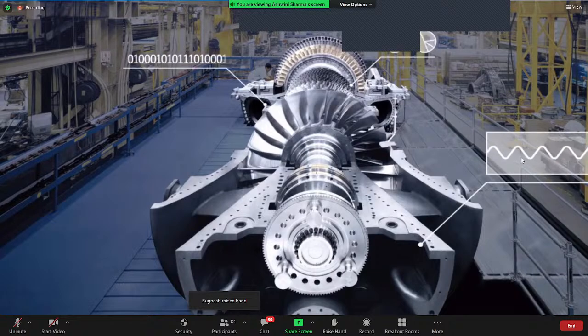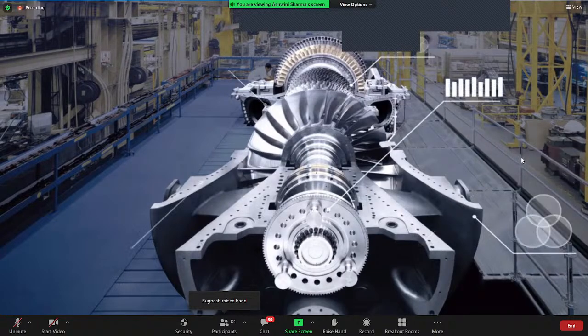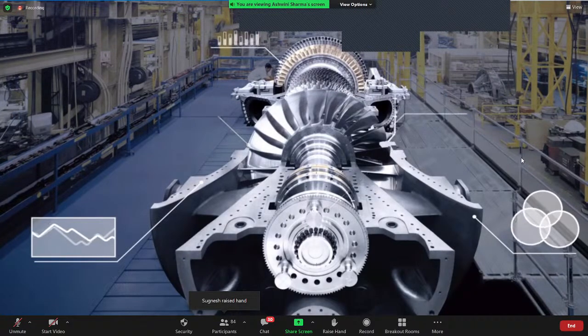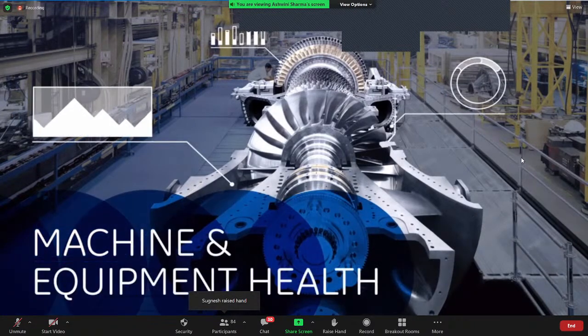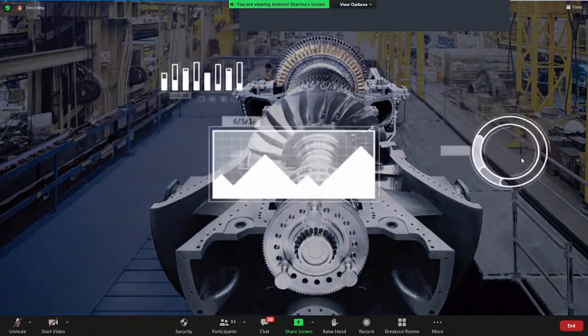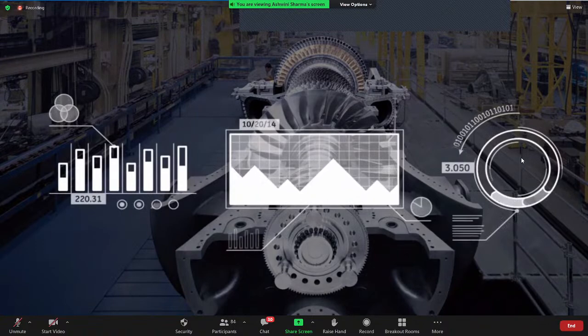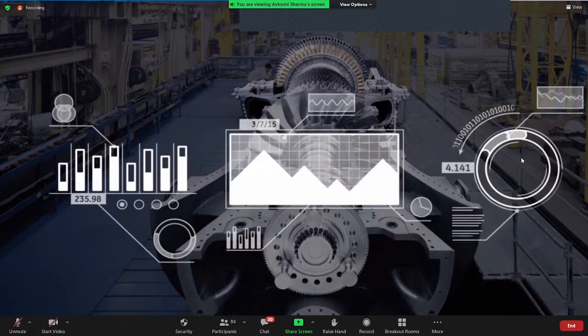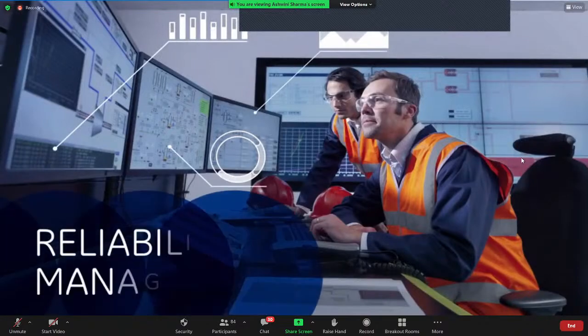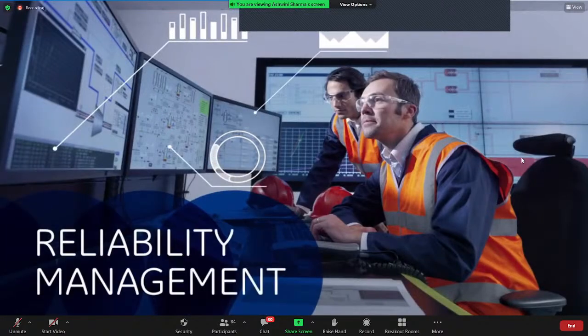Capture and manage data to gain a more complete and accurate view of your equipment and machines. This first step of the journey monitors machine and equipment health. Next, use advanced analytics to get insights, predict and diagnose issues early, and respond before failure. And these insights can help you make better decisions. This phase is called reliability management.